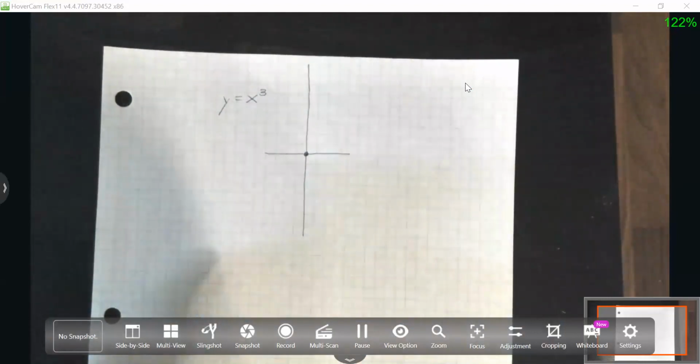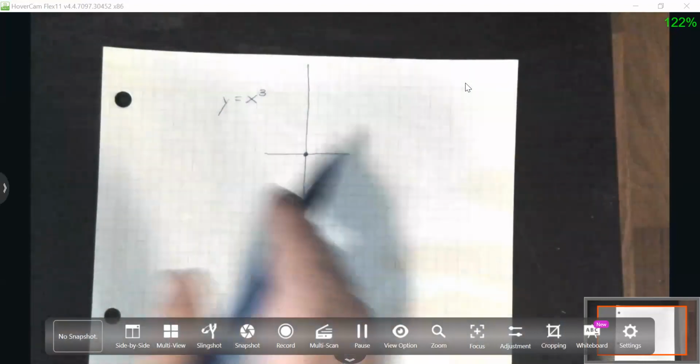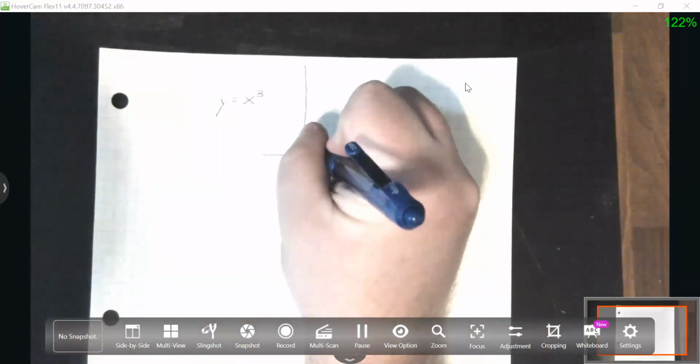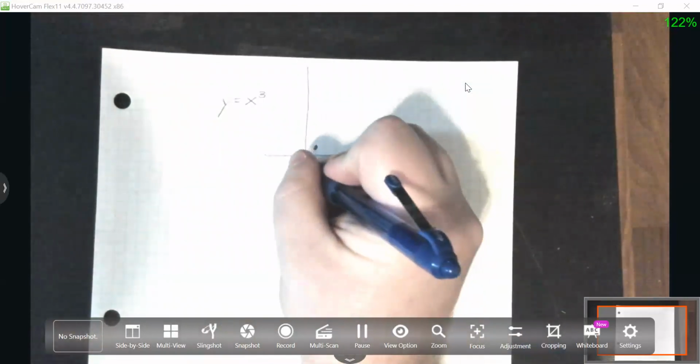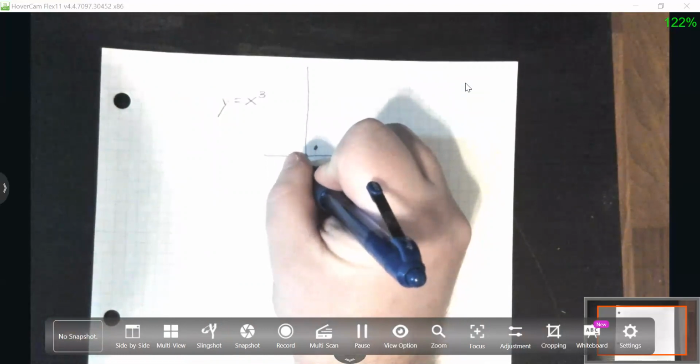So we have an x-intercept of (0, 0). We have a y-intercept of (0, 0). We just plug in 0, we get that. If we plug in a 1, we get 1. If we plug in a negative 1, we get negative 1.